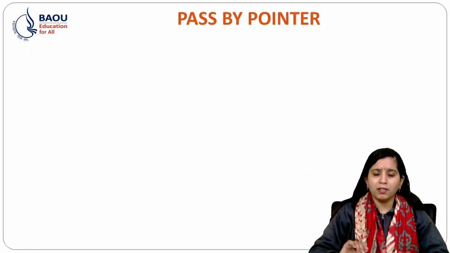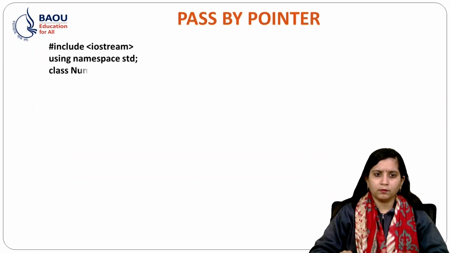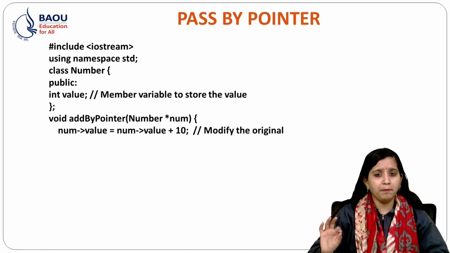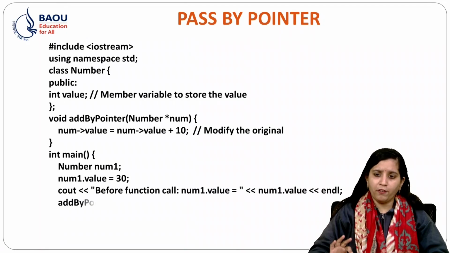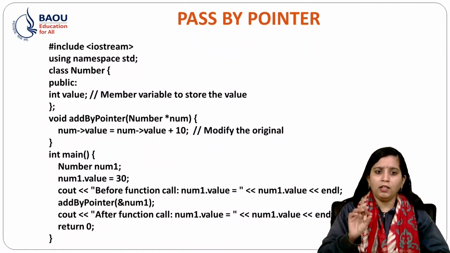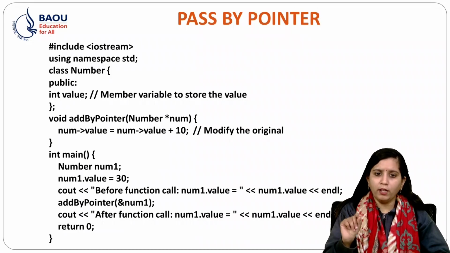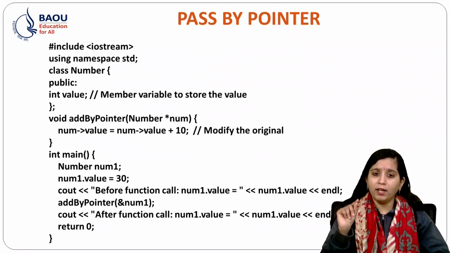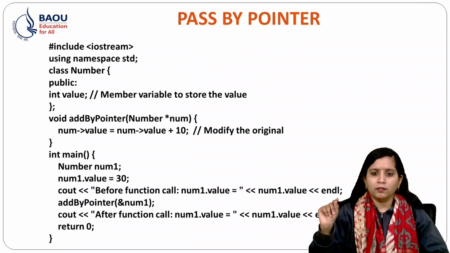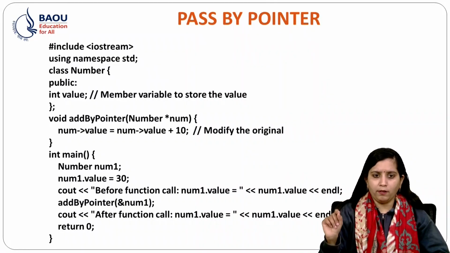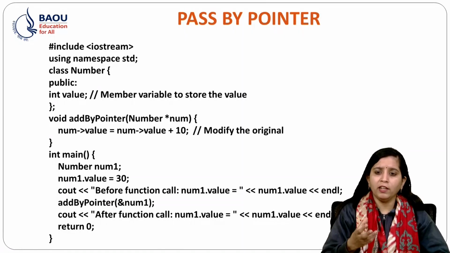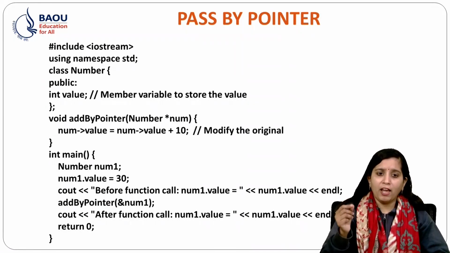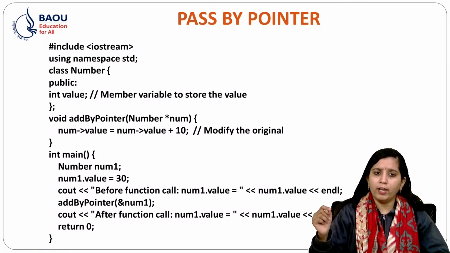Now let's see pass by pointer. This works the same as our pass by reference, but over here you can see the difference, that is void add by pointer with Number and an asterisk mark. So this is a pointing operator. And how do we fetch the value of it? num, then the arrow operator, value is equal to num arrow operator value plus 10.